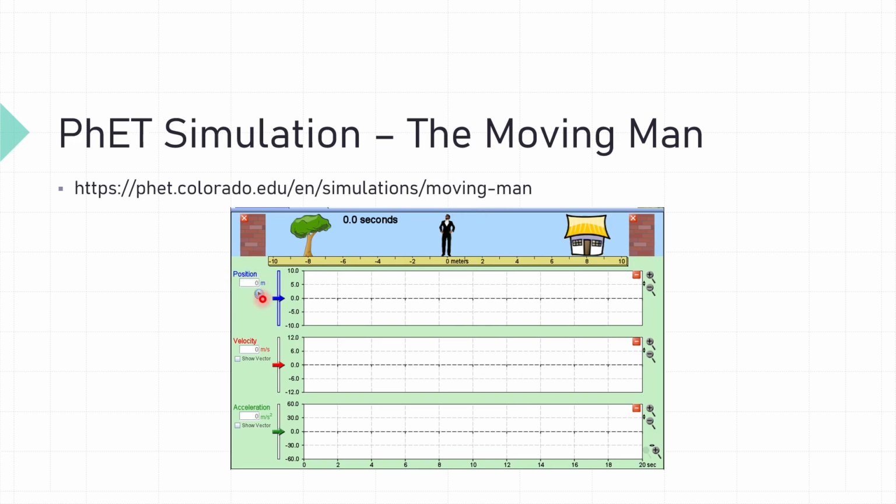You'll notice that we can adjust the position, velocity, and acceleration using this simulation, and that when we use it, we end up getting three different graphs. One which shows the change in position over time, so time on our x-axis, position on our y, the change in velocity as time progresses, and the change in acceleration as time progresses. I'm just going to spend a moment showing you some of the functionality of the simulation, and we'll spend most of our time in class playing around with it.